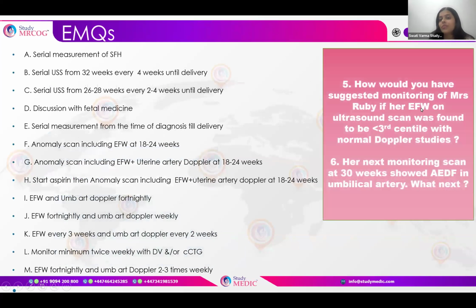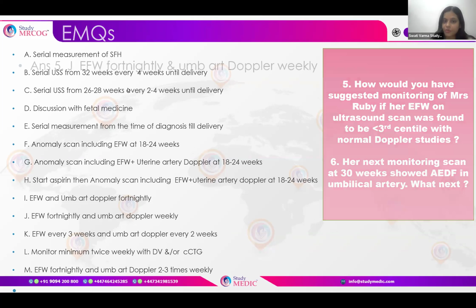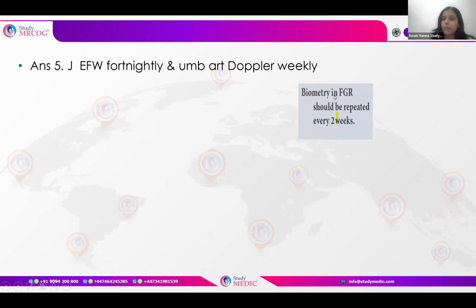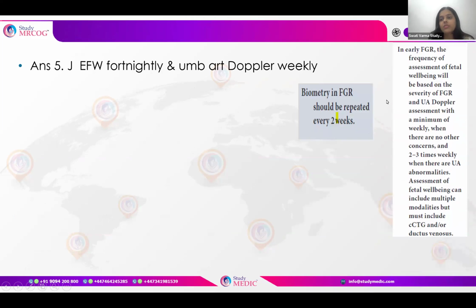How would you have suggested her monitoring if EFW was less than 3rd centile with normal Doppler studies? Now, less than 3rd centile, even if Doppler is normal, she would be classified as FGR, that is fetal growth restriction. So her monitoring would now become EFW fortnightly and umbilical artery Doppler weekly, just like we discussed before. Biometry in FGR should be repeated every 2 weeks and will be based on severity of FGR and Doppler assessment, with a minimum of weekly when there are no other concerns, and 2 to 3 times weekly when there are umbilical artery Doppler abnormalities.